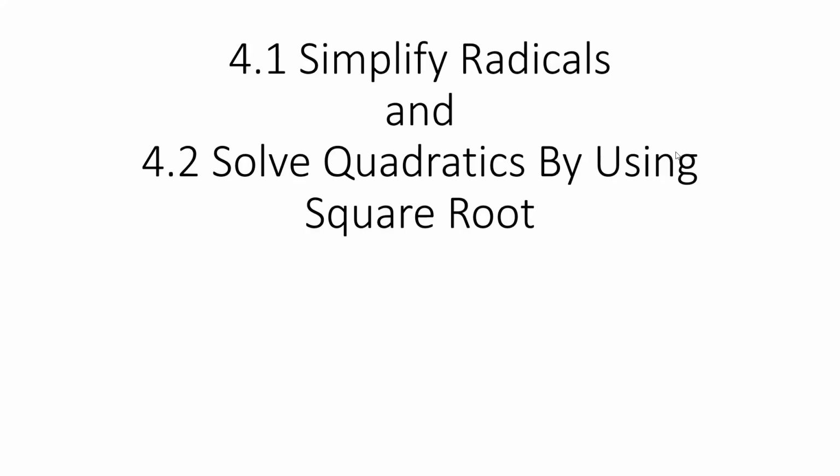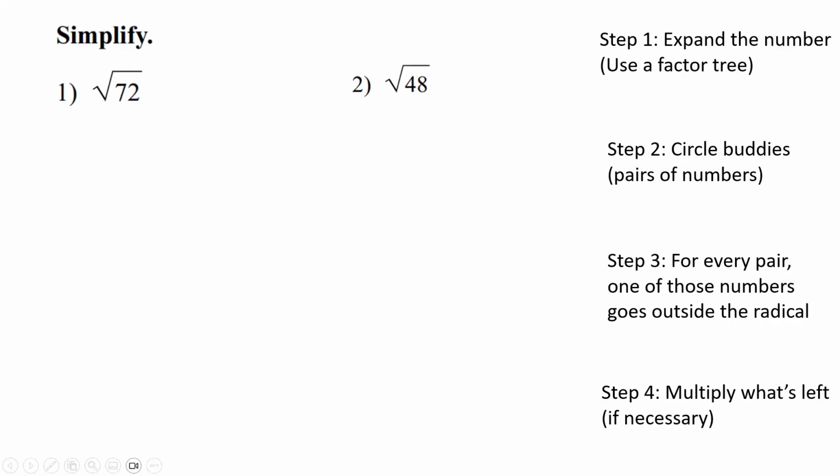All right, IM2 classes. Today we are talking about how to simplify radicals, and we're going to be solving quadratics using a square root. Radicals are square roots, and we're going to be solving equations with square roots. So it's all about square roots today. What we're going to be simplifying are square roots that aren't perfect squares. So 72 and 48, those are not perfect squares.